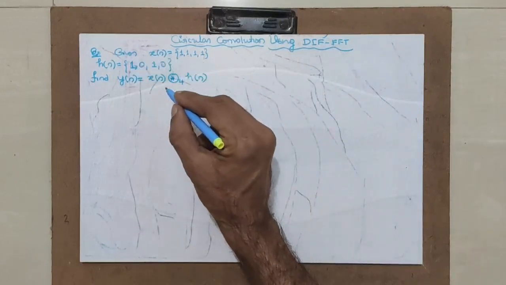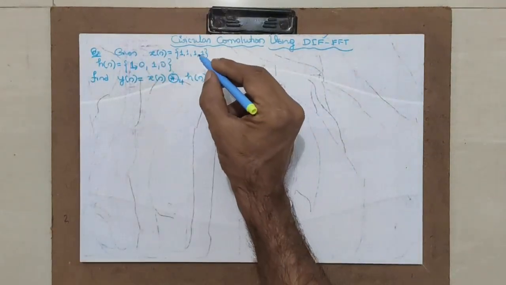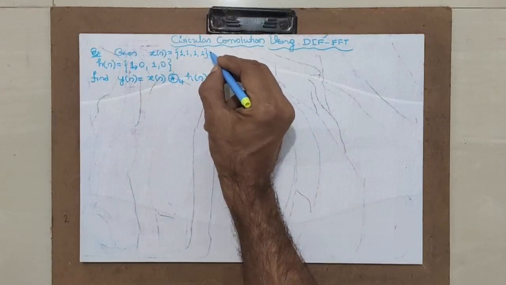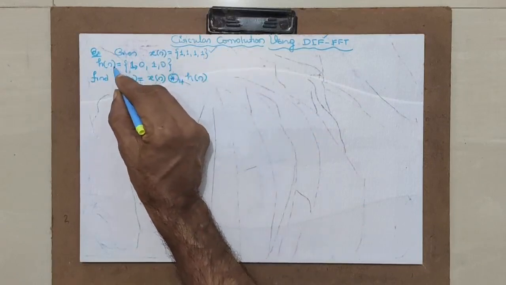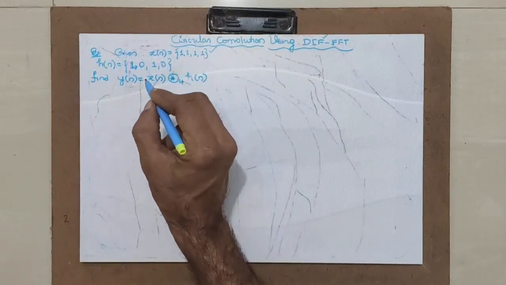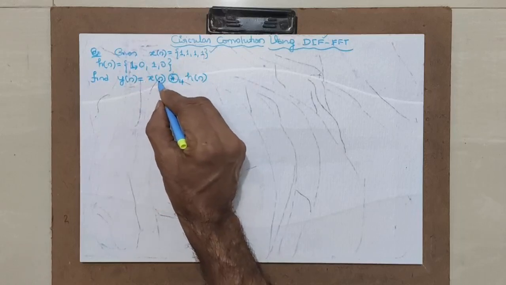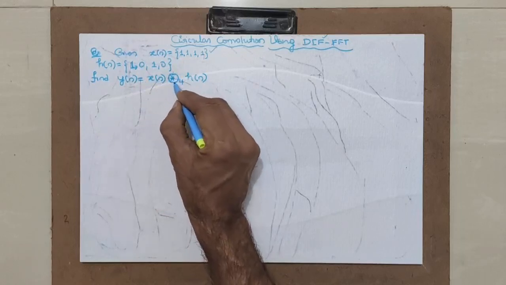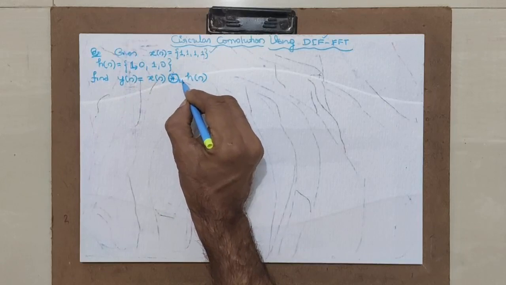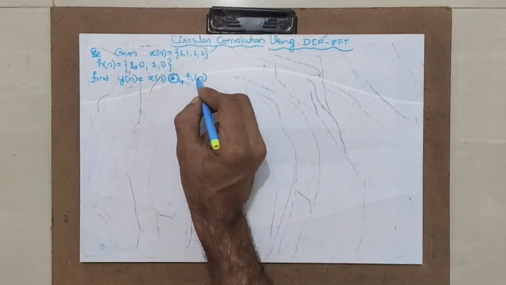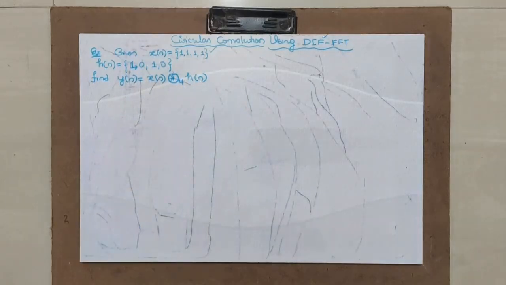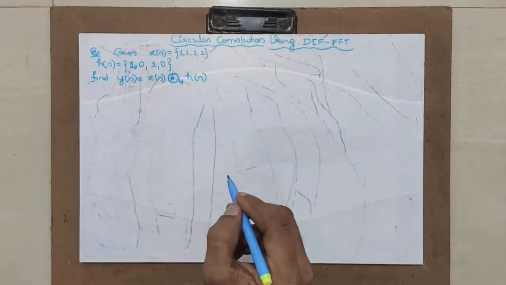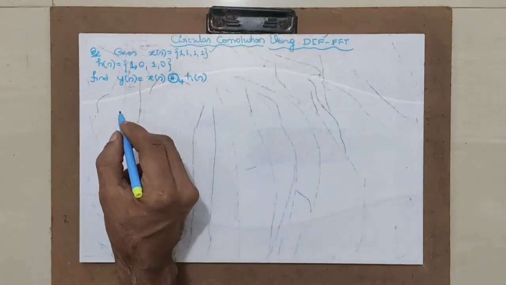I have given an example here where x of n is equal to 1, 1, 1, 1, a 4 point sequence. And similarly, h of n given is 1, 0, 1, 0. Find y of n, which is x of n circularly convoluted with h of n, 4 point DFT. Now I have to use DIF FFT algorithm. Please note that DIF FFT algorithm.